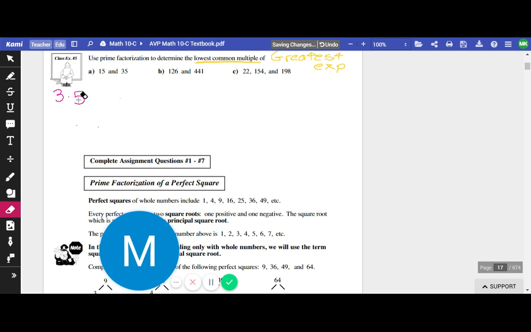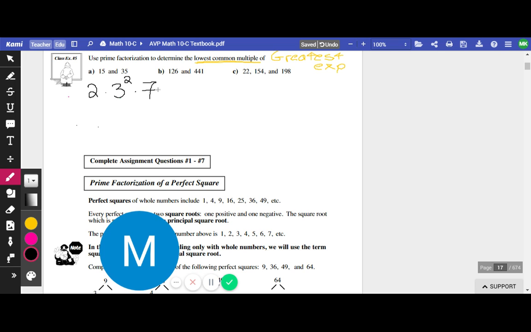Just want to give myself some more space. So if I look at 126 and 441, I broke them down on the sideboard. 126 became 2 times 3 squared times 7. 441 became 3 squared times 7 squared.